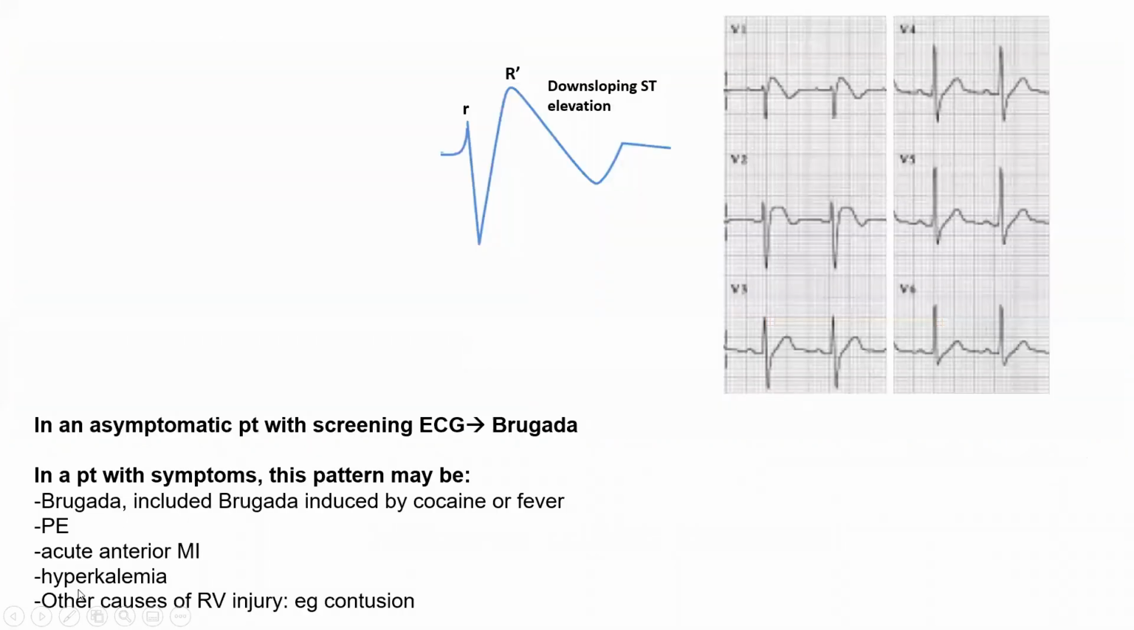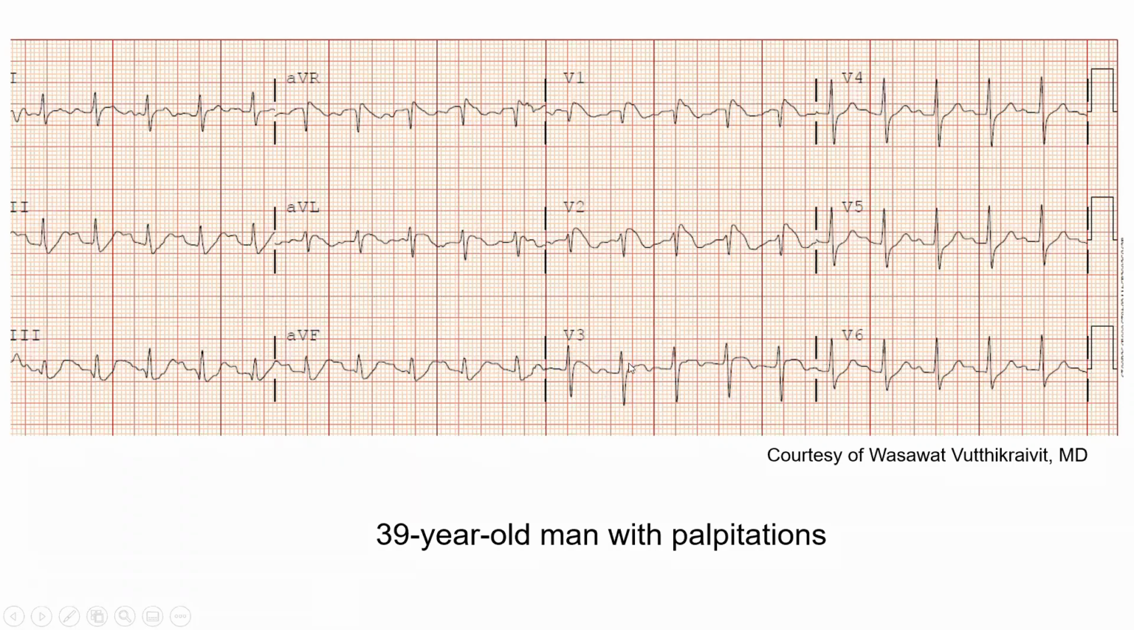In fact, importantly, any case of RV injury can give you this pattern. Example, RV contusion. I had that on my board exam. A soccer player tripped and fell on his chest. He did not pass out. He had a chest injury and rib fracture. And he had this EKG. And they asked me what to do with it.